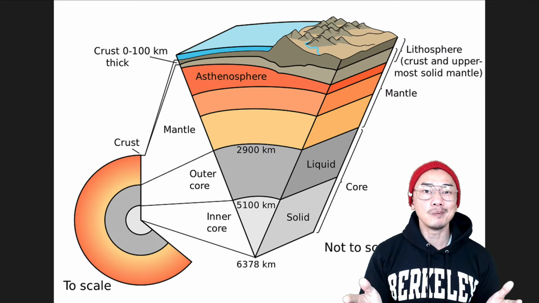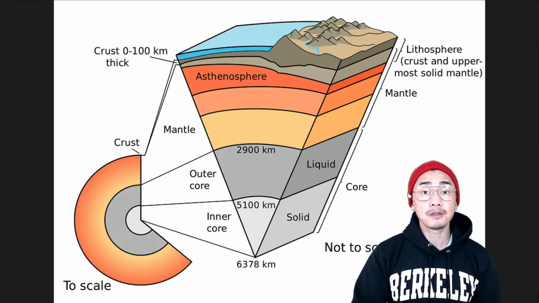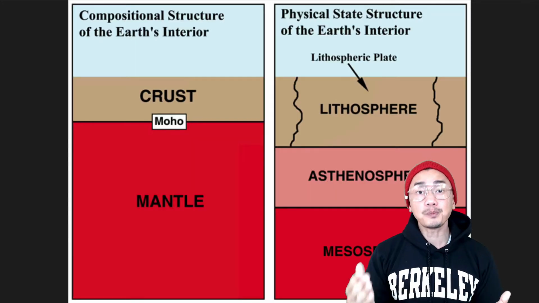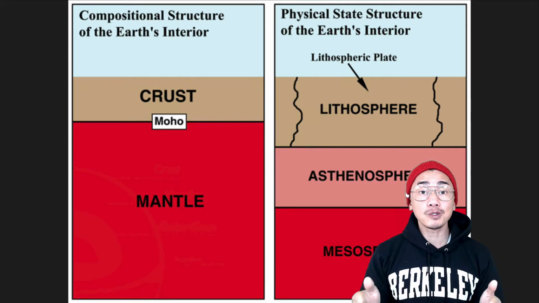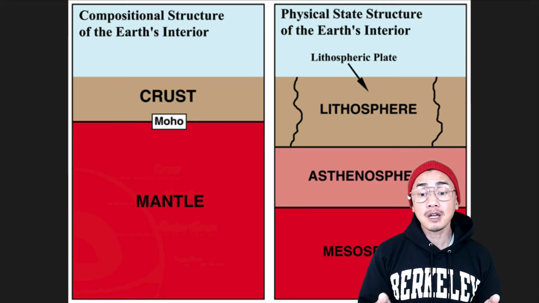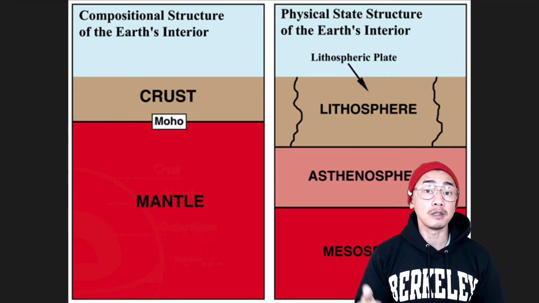This diagram shows the structure of the three major layers of the Earth. The prefix litho means rock, and this diagram shows how the solid lithosphere and semi-solid asthenosphere relate to the crust and the mantle.